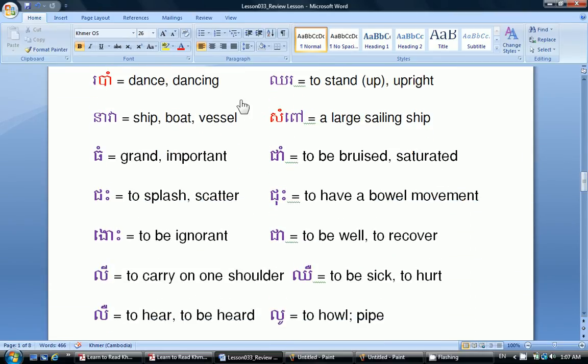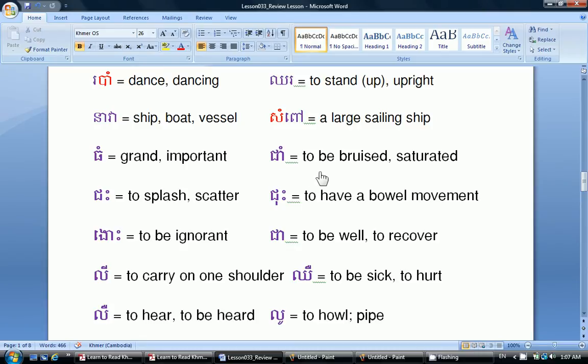Okay, so here's a list of the vocabulary from the second series consonant. Starting with ro bam means dance or dancing. Nia via means ship, boat, or vessel. Tom means grand or important. Jia means to splash or scatter. Ngo means to be ignorant. Li means to carry on one shoulder. Lu means to hear or to be heard. Cho means to stand up or upright. Sampau means a large sailing ship.